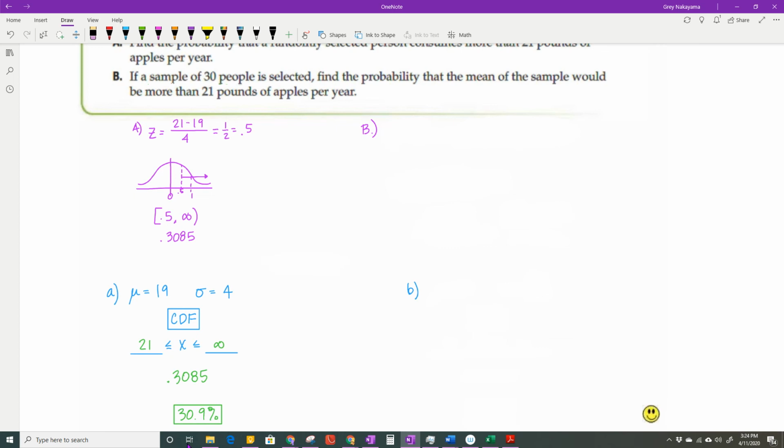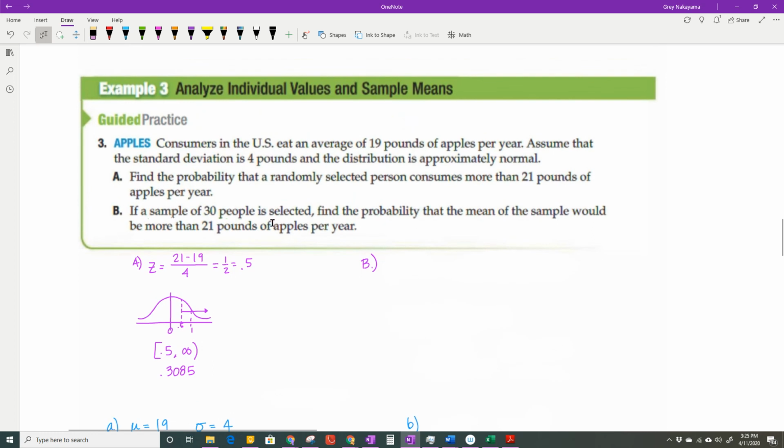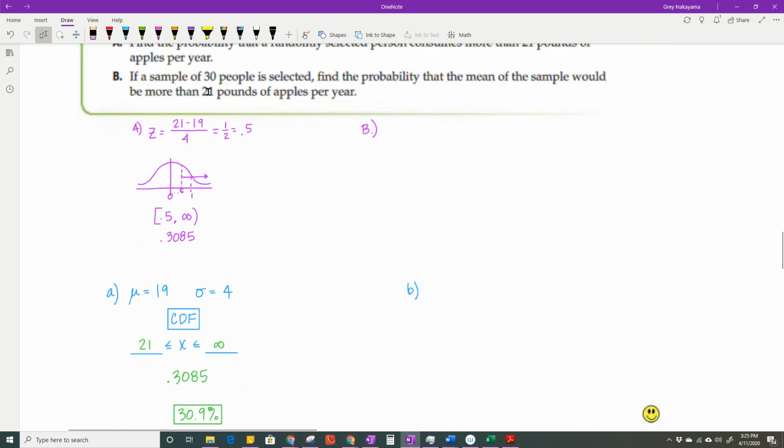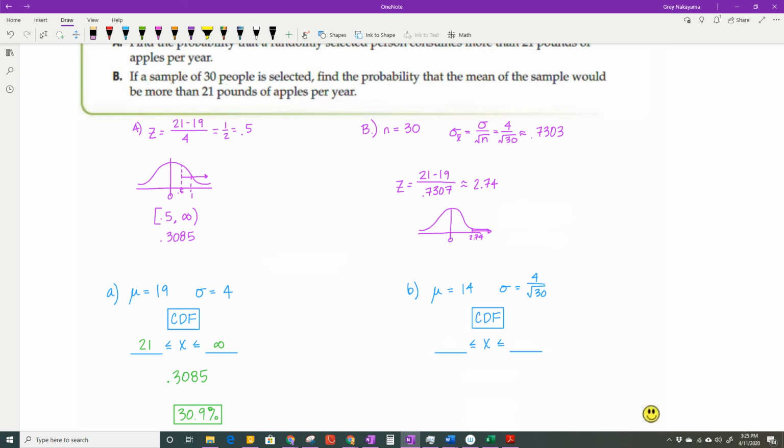Okay. What's different about part B? Part B, if a sample of 30 people is selected, find the probability that the mean of the sample would be more than 21 pounds. So it's the same problem that we have here. The only difference is that I have to divide my standard deviation by the square root of 30. Okay, so again, just giving you the calculations for if you want to do the hand calculations and use the z-chart. If you want to use ClassCalc, that's the only thing that's going to change.